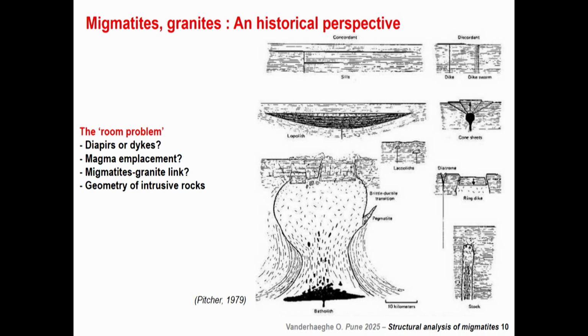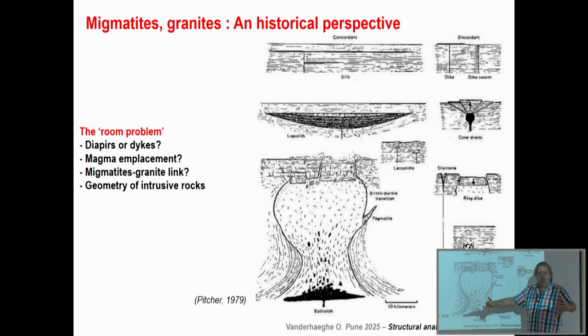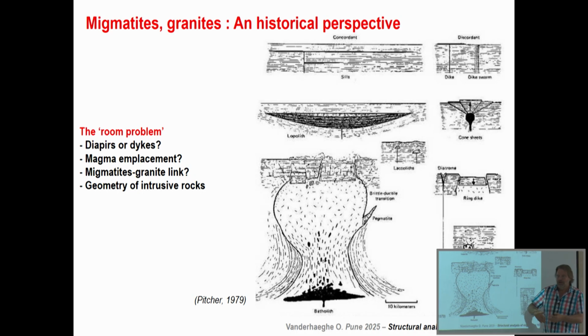So the next debate was about the room problem. If granites are indeed magmas that are coming from the lower crust, they represent today huge volumes. And if they were transferred through the crust, where did the space come from? Did the rock go aside? And how did it happen for this huge volume? One solution, so it really led to a diversity of terms, which I'm not going to go through now.